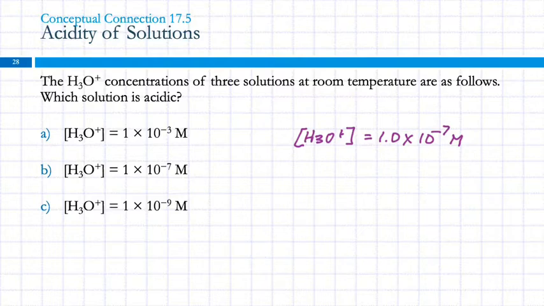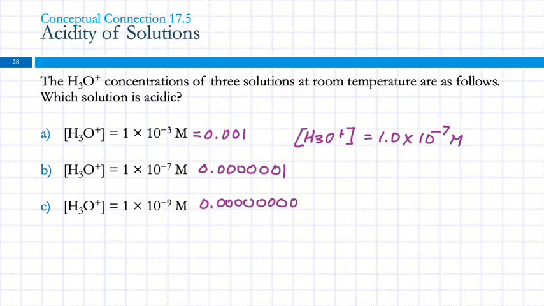Now this is where negatives can just really mess with you, because something raised to the negative 7 is bigger than something raised to the negative 9, right? And so 10 to the minus 3, this is actually the highest concentration. And you can write that out in decimal form if you get confused. 1, 2, 3, 4, 5, 6. 1, 2, 3, 4, 5, 6, 7, 8, 9.